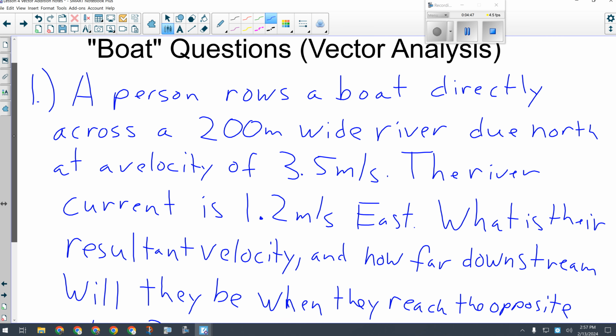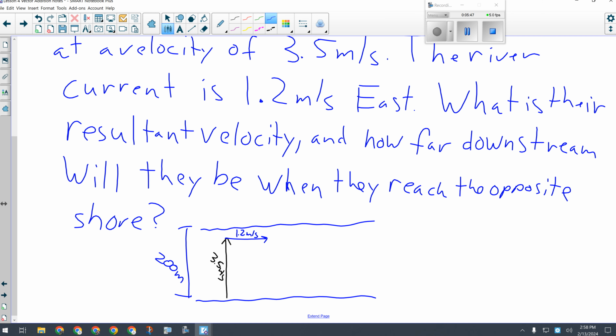These two things are happening concurrently, that is, at the same time. So I draw them tail to head because they're both happening to the boat. The boat is going across and downstream at the same time. The result of that is that the boat does this.